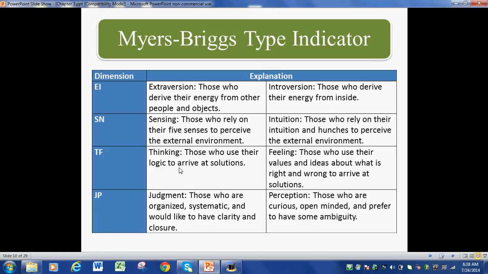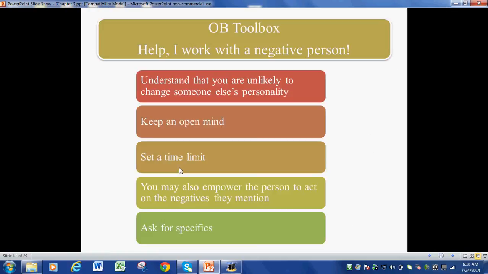Judgment and perception. Judgment: those who are organized, systematic, and would like to have clarity and closure. And perception: those who are curious, open-minded, and prefer to have some ambiguity. I'm not too curious in the workplace. A lot of times things are going on like, oh, who's going to get hired here? Who's going to do this? Who's going to do that? I say, you know what? I can only control my box. My box is the cubicle that I work in, and I control what goes on in here. And everything else, I'll let the chips fall where they may. Because if I do what's most important in this box, then all the end results and everything else is going to fall into place for me.